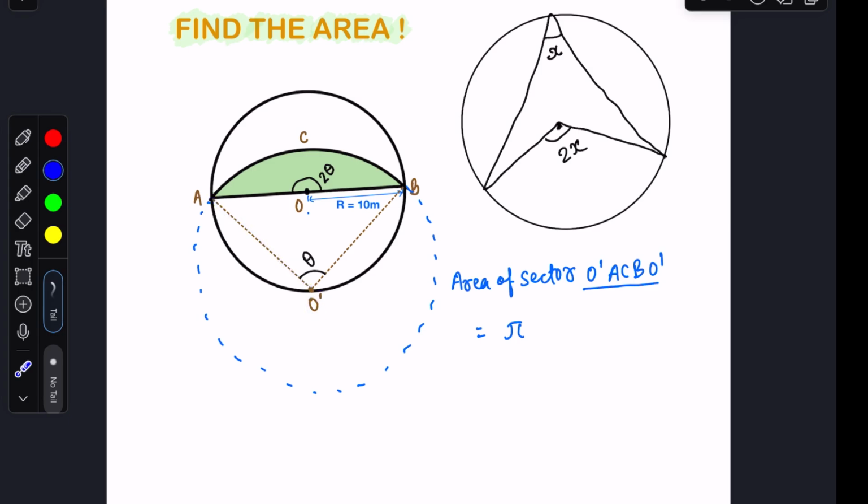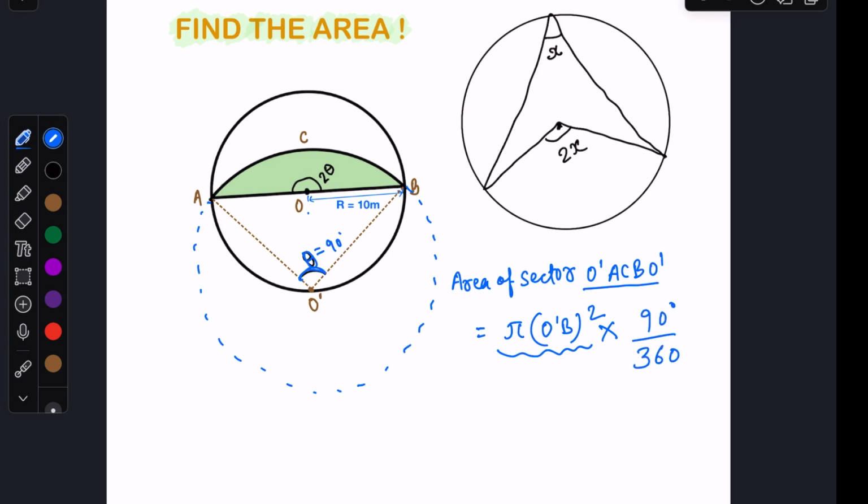So area of sector O dash ACBO dash is given by pi r square, that is pi O dash B square. This is a complete circle and we want just the area for theta, which is 90 degrees. So this will be 90 divided by 360, which is 1/4 of the total area, pi r square.